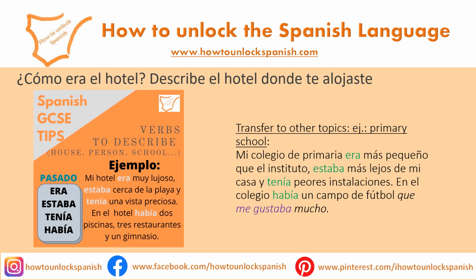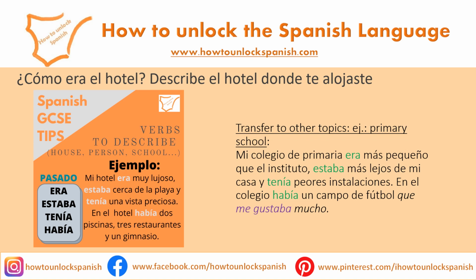O ¿cómo era el hotel donde te alojaste? Describe el hotel donde te alojaste. You could answer, mi hotel era muy lujoso. Estaba cerca de la playa y tenía una vista preciosa. En el hotel había 2 piscinas, 3 restaurantes y un gimnasio.